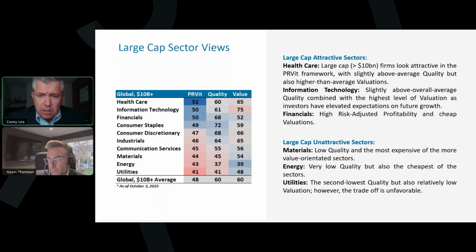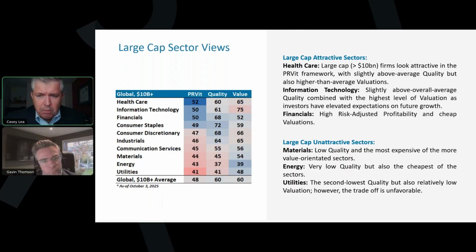Large cap IT sees a large jump in quality from the all cap sector average as the sector leaps from the unattractive list on the previous slide to the most attractive list in the large cap space. Expectations do remain quite high here as well. And finally, large cap financials look attractive, as again we see the large cap names coming with a much higher average quality score. At the bottom of the list, this time we see materials, energy, and utilities.